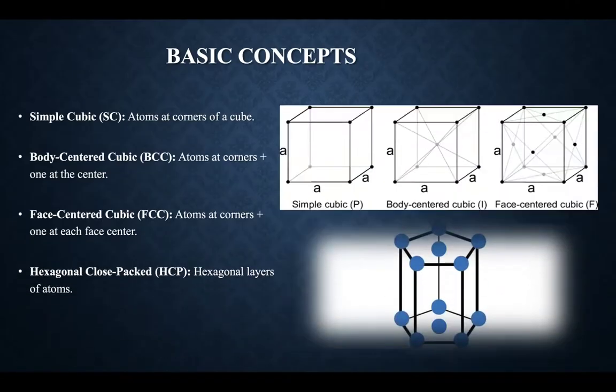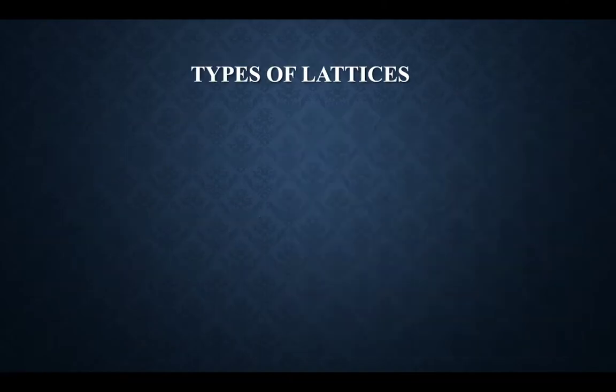In simple cubic, the atoms are at the corners of the cube, whereas in body-centered cubic, atoms are at the corners and also one at the center. And in face-centered cubic, the atoms are placed at the corners and also one at the center of each face. Whereas in hexagonal, it is a hexagonal layer of atoms. Types of lattices.